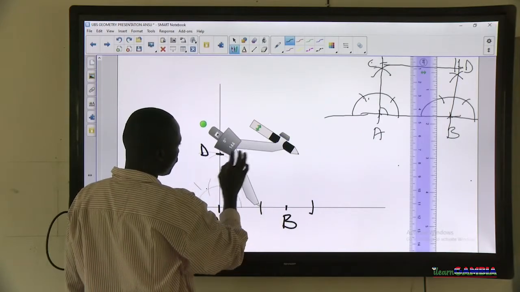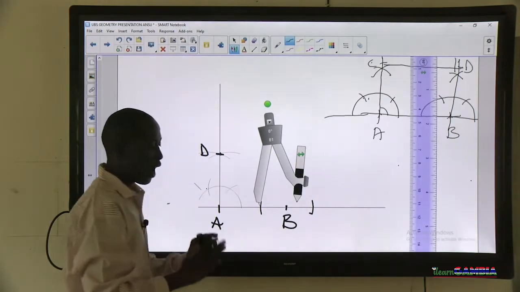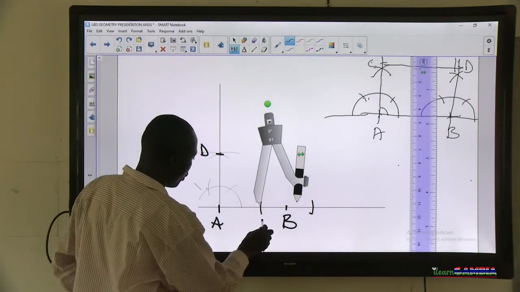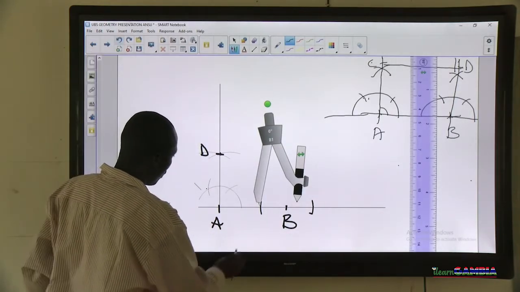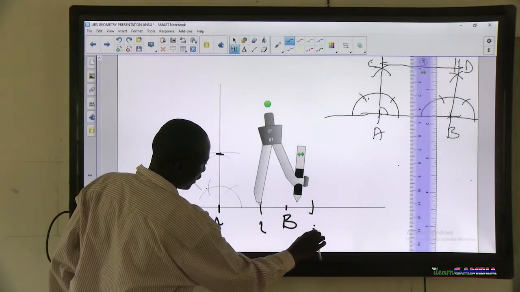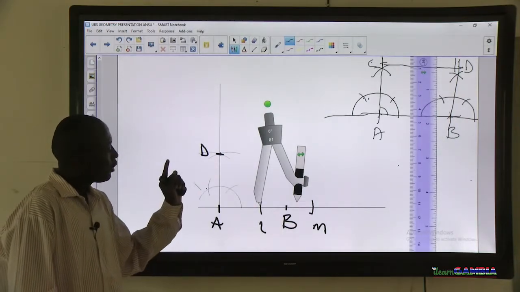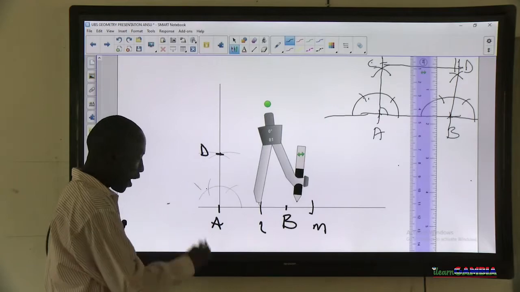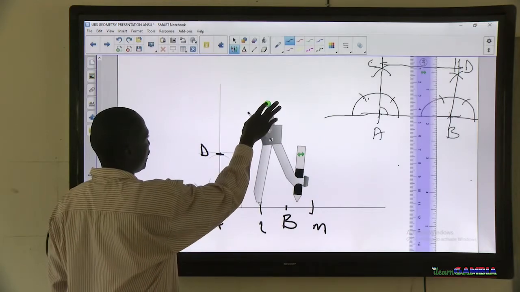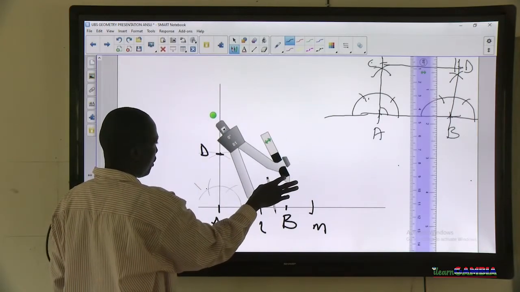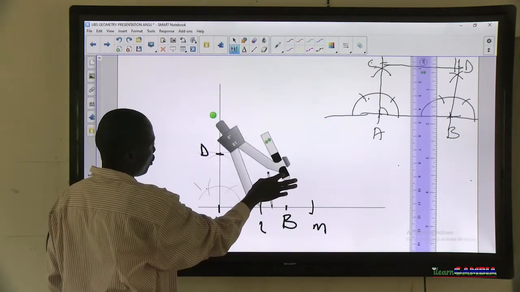With a convenient radius, and your radius in this case should be at least more than half of this point, let me call that C, and call this one L, and call this one M. The radius of the compass should be more than half LM. Then you draw an arc up.